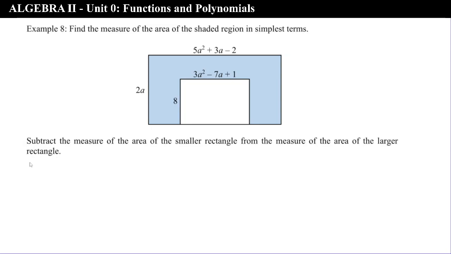Okay, so let's set this up. We're going to take the outside rectangle. That's going to be 2a times this polynomial on the top, 5a squared plus 3a minus 2, because the area of a rectangle is length times width, or you can do width times length. And then we're going to subtract this other rectangle. So we have the area being 8 times 3a squared minus 7a plus 1.